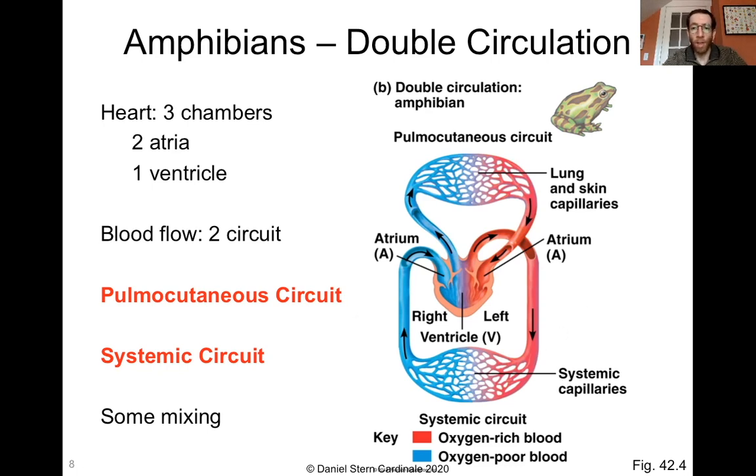There is one problem here, and it's the three-chambered heart, and you probably picked up on this. You have deoxygenated blood from the systemic circuit coming into the right atrium. You have oxygenated blood from the pulmocutaneous circuit coming into the left atrium. They are going to mix a little bit in that single ventricle. So some deoxygenated blood gets pumped to the body, and some oxygenated blood does get pumped to the lungs and skin. So that's not as efficient as it could be, and the culprit is the three-chambered heart with a single ventricle.